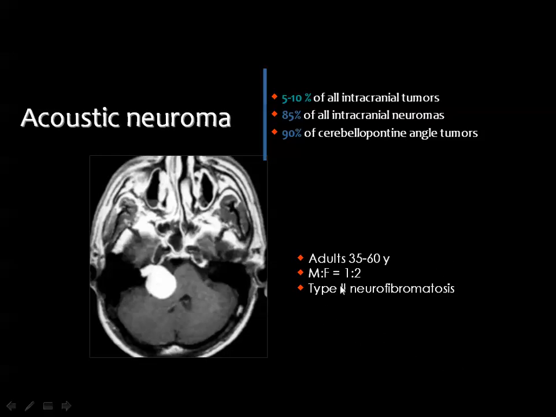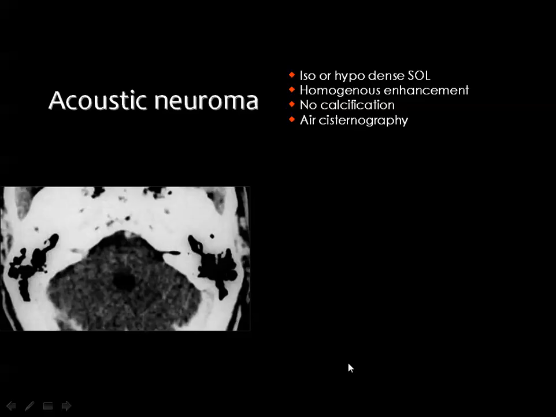This is a tumor of adults, and the incidence in females is relatively more common. It is also seen in type 2 neurofibromatosis, where you can identify bilateral acoustic neuromas. One of the diagnostic landmarks of this tumor is that it has an intracanalicular extension inside the internal auditory canal.